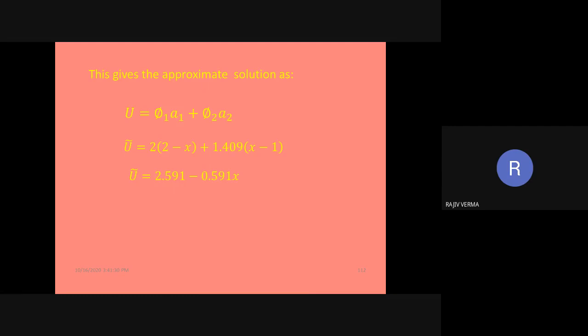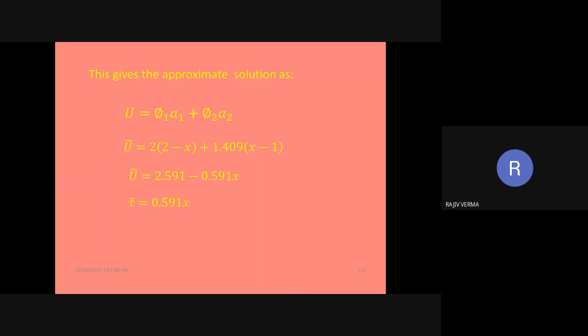These are simply simplifications. U is given by a1 phi1 plus a2 phi2, out of which we have calculated the value of a1 and a2. The expressions for phi1 and phi2 are already known to you. They are substituted to give equation number 2. And equation number 3 is simply a simplification of equation number 2. And equation number 3 can be differentiated to get an equation for flux, that is equation number 4.